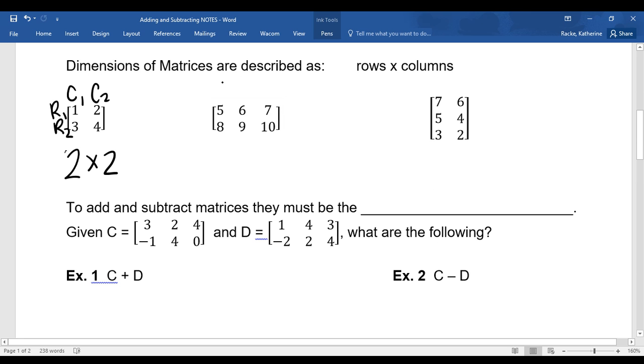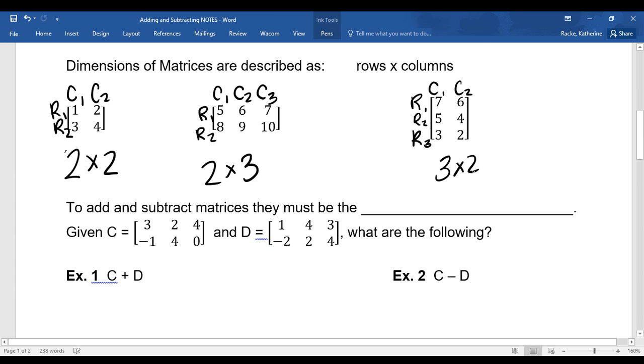For this second one here, we have 2 rows by 3 columns, so it would be a 2 by 3. And this last one would be 3 rows and 2 columns, so this would be a 3 by 2.